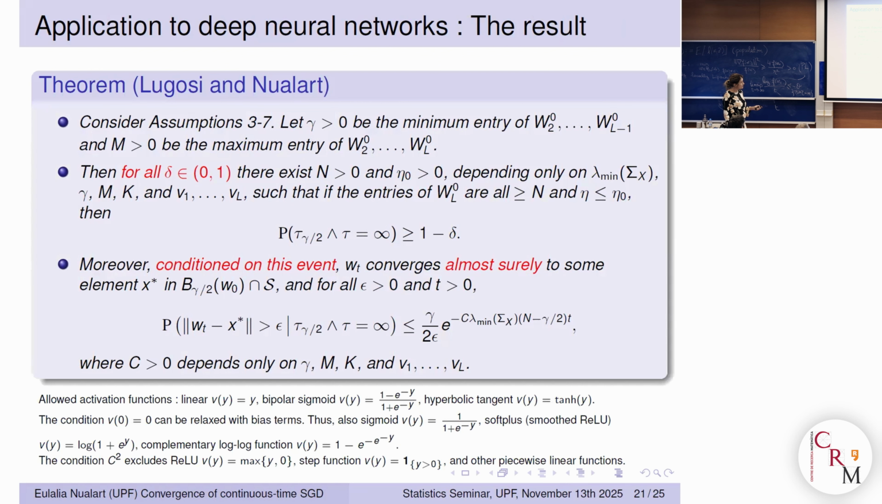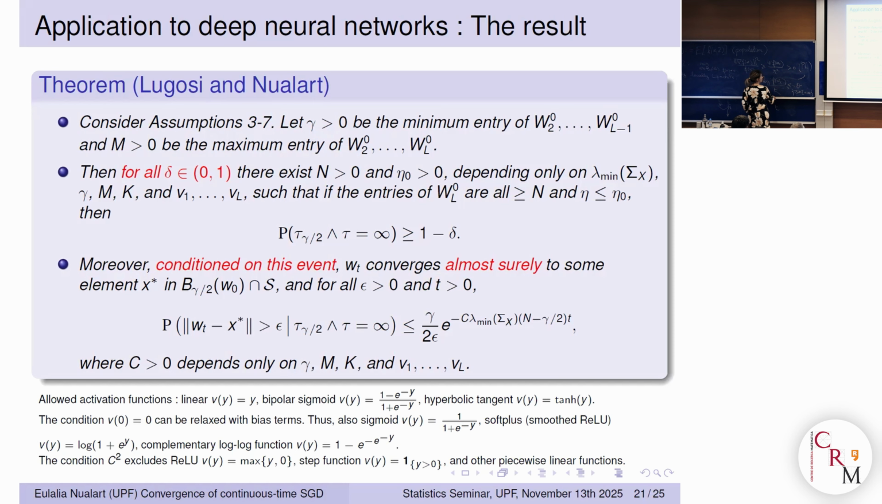Right, so under these conditions, if gamma is the minimum of the entries of the initial condition that are assumed to be non-negative, and m is the maximum, then for all delta, there exists n and eta 0 that depend only on all these quantities, such that if the entries of the last layer are bigger or equal to n and eta is small enough, then this probability is bigger or equal to 1 minus delta. So remember, this is the probability of the process not exiting the ball, and here we are taking the ball of radius gamma over 2.